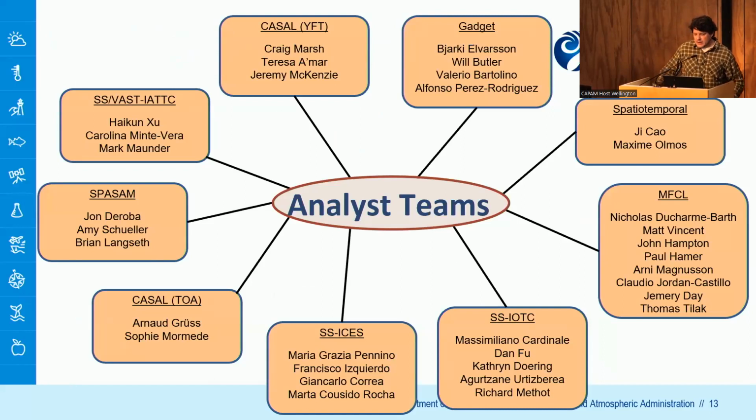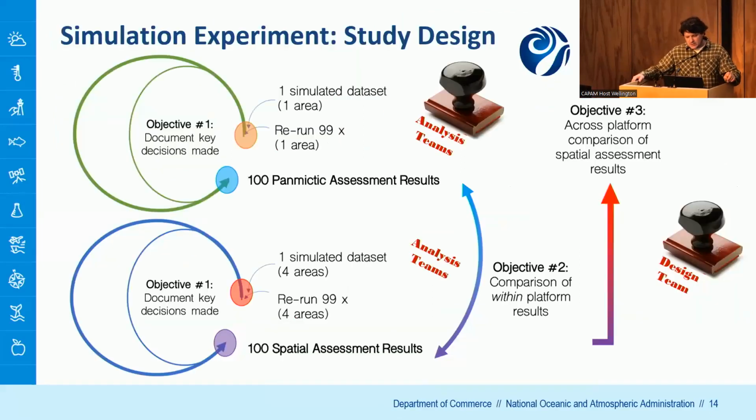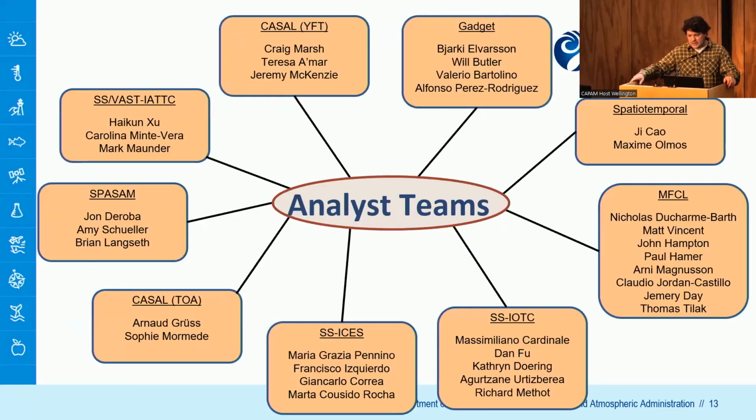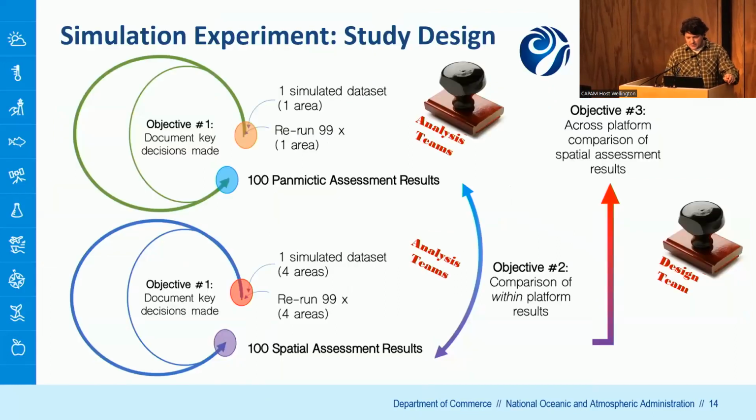And then we had a bunch of teams take that data and create estimation models. So we had 9 different teams looking at different approaches, and each one of those presented this last week on what they've done so far. The study design itself included 3 main objectives.